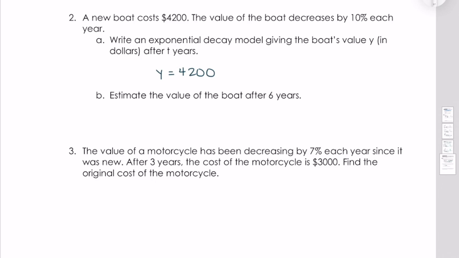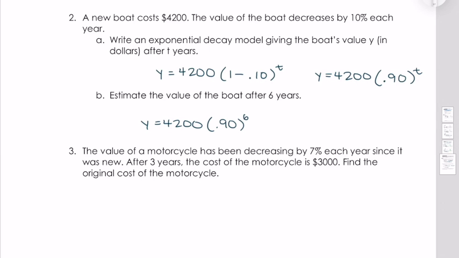Alright, a new boat costs $4,200. It decreases by 10% each year. So the model looks like that. And to simplify, it's y equals 4,200 times 0.90 to the power of t. And now for letter B, we're estimating the value of the boat after 6 years. So plug in a 6 for t and plug that into your calculator.